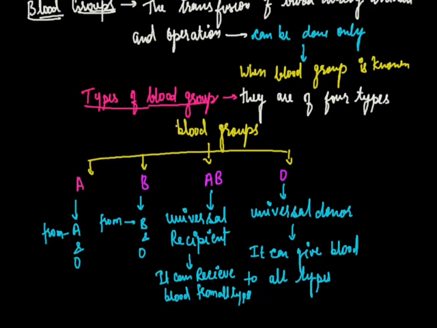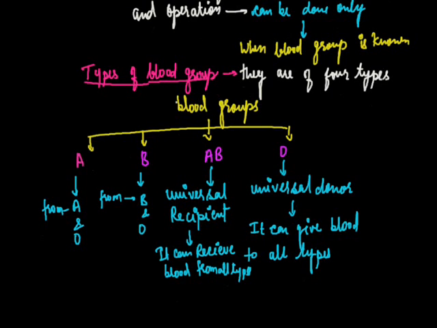Blood groups were discovered by the scientist Landsteiner. The credit for the discovery goes to him.